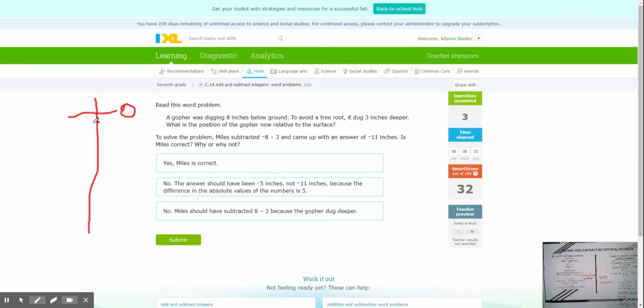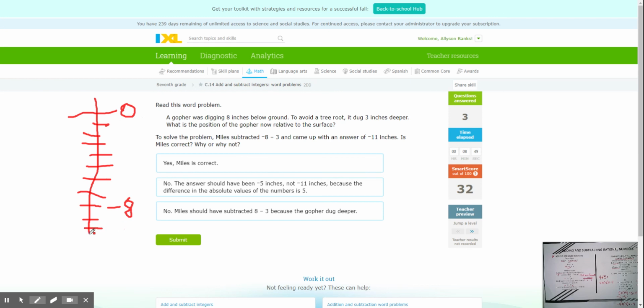And the little dude dug 8 inches, so 1, 2, 3, 4, 5, 6, 7, 8, right? This is 8 inches below ground. So we're at -8 because it's below the ground. And then it says that to avoid a root, it dug 3 inches deeper, and deeper means going down further.